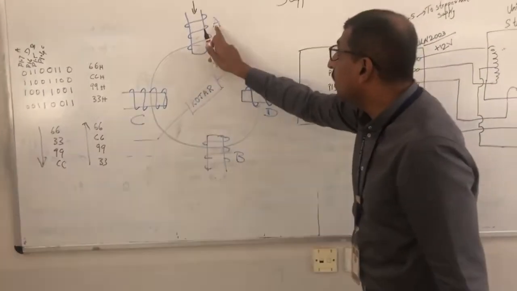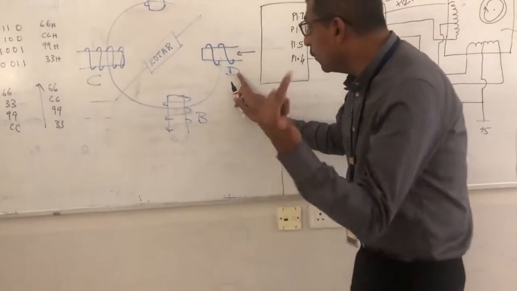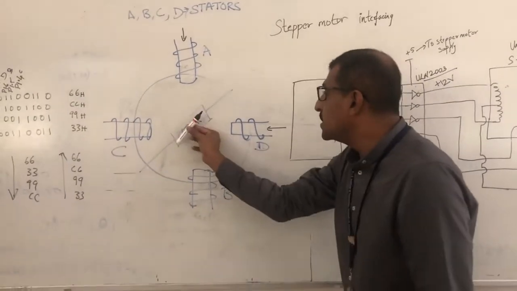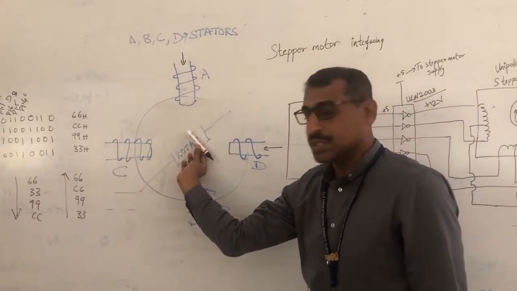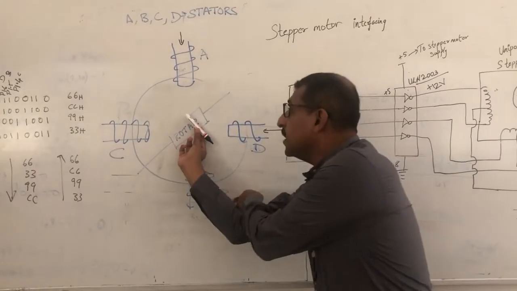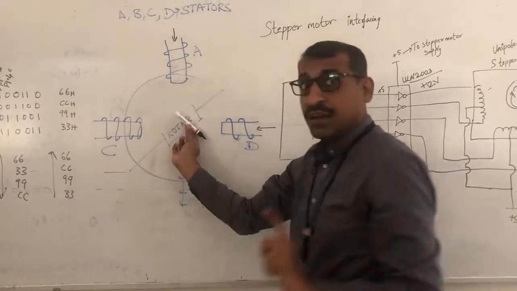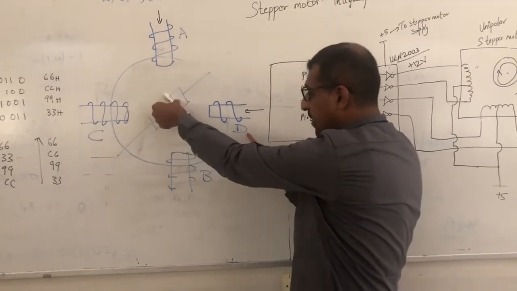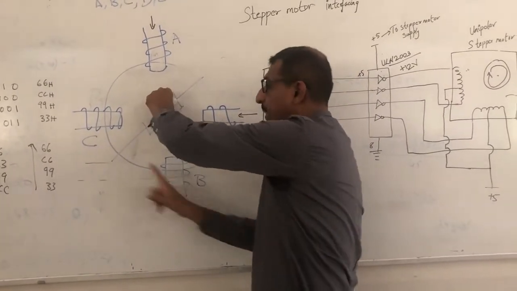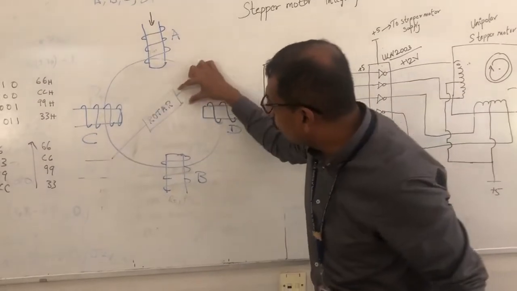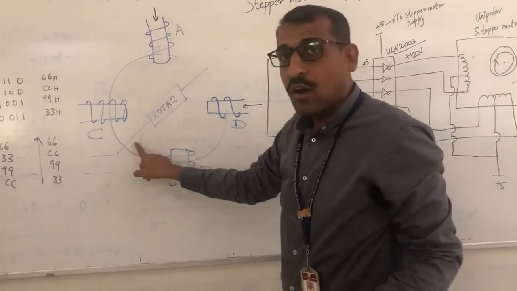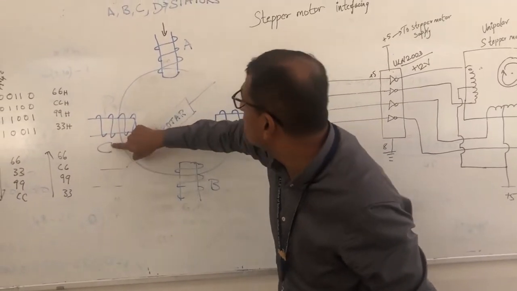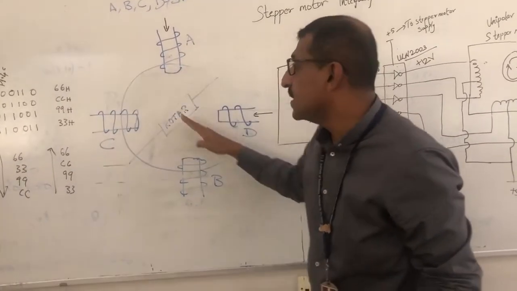Immediately after energizing A and D, you will have to energize D and B, so that the rotor will now come and stand like this. When you are energizing D and B, you should ensure that C and A are de-energized. Similarly, after you energize D and B, you energize B and C, so that the rotor will now turn and stand on this side between these two. And again, when you energize next C and A, the rotor will stand like this.